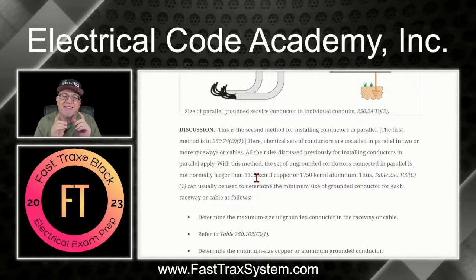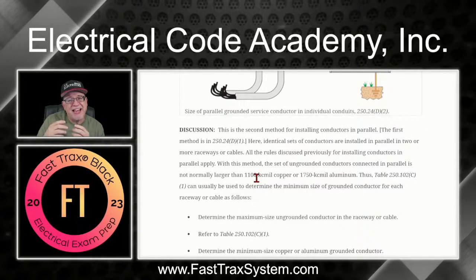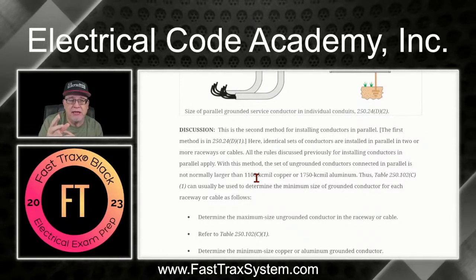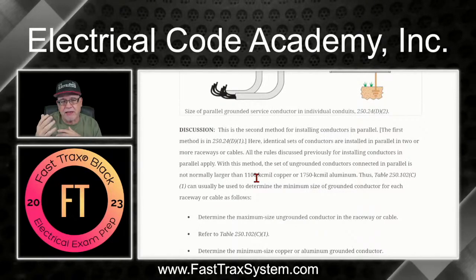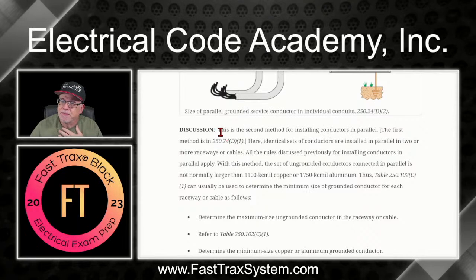The only difference here is you've got separate raceways, so you have to have a neutral or grounded conductor in each raceway, rather than just having one in a single raceway. Here you'd have to meet the paralleling rules, and it's got to be in each raceway. Make sense? So let's look at this discussion.